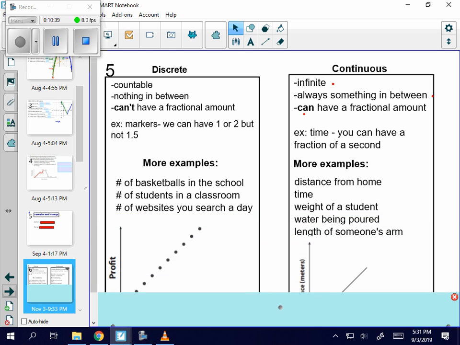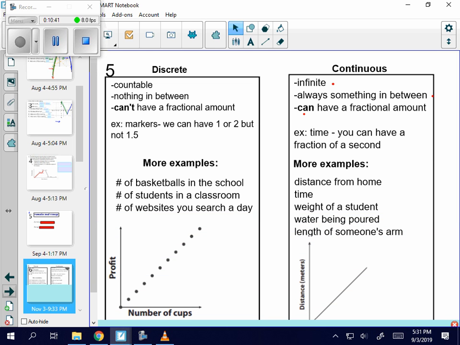Okay, so this is what the graphs look like. For instance, if I were selling lemonade, I can't sell half a cup of lemonade, but for every cup I make some profit. And there's no dots in between those dots. Those dots continue on, but it's discrete because there's no dots in between the dots. I can't sell half a cup of lemonade.